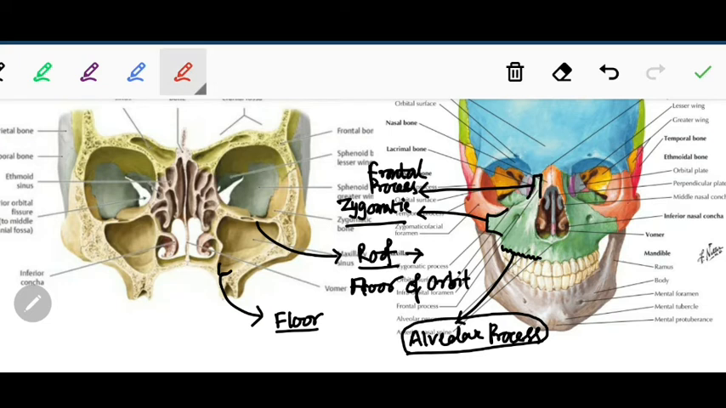The level of the floor of the maxillary sinus lies 1.25 centimeter below the level of the floor of nasal cavity. This is the level of the floor of nasal cavity. This is the level of the floor of maxillary sinus. So from the diagram it is evident that the maxillary sinus floor lies a little bit below. It is 1.25 centimeter below the level of the floor of the nasal cavity.